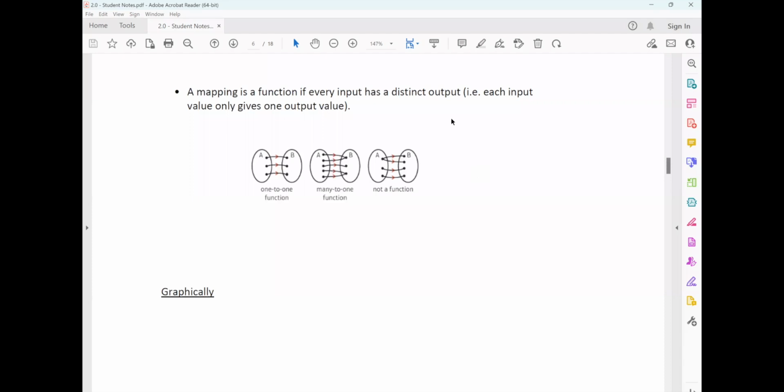A mapping is a function if every input has a distinct output. If you've got a highlighter, highlight this. Every input has a distinct output. That means each input only gives one output value.